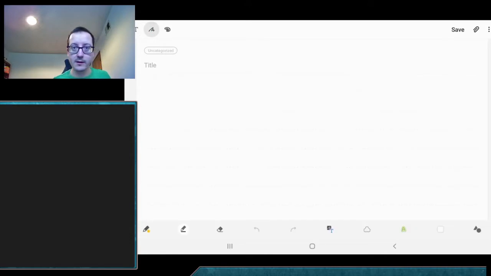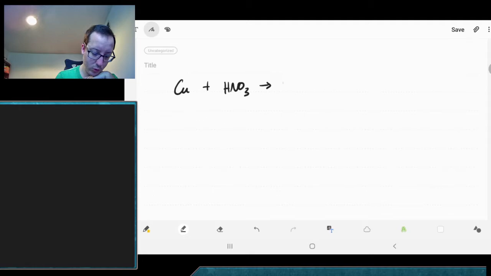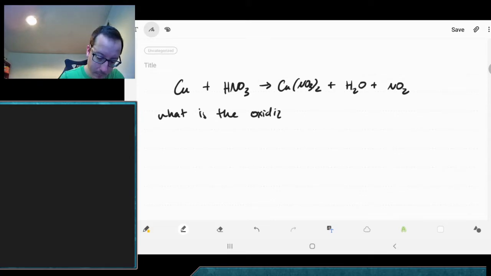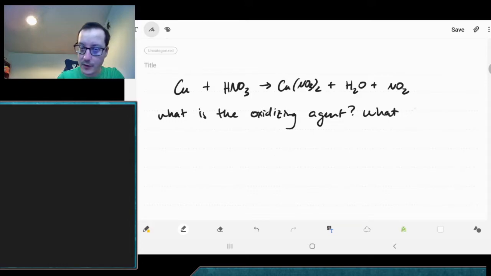Let's start with one more example of oxidation numbers in practice. How about we do... let's do this one. Let's see what the agents are for this one.